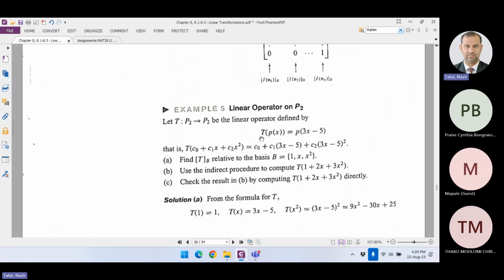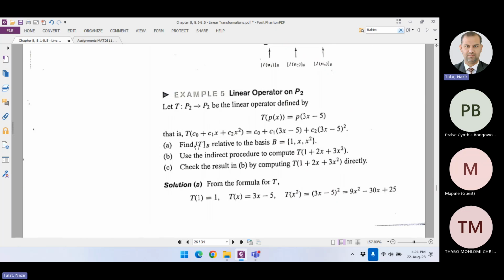Now, if we apply T on p(x), the element will be equal to p(3x minus 5). So this is the transformation. It means that if we put in any polynomial of degree 2, instead of x, x will be replaced with 3x minus 5. So this is the mapping. Now, the question is to find the standard matrix relative to the basis set B, which is the standard basis of polynomials of degree 2: 1, x, x squared.